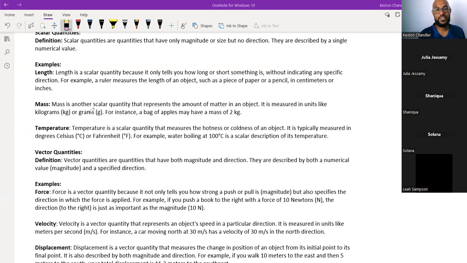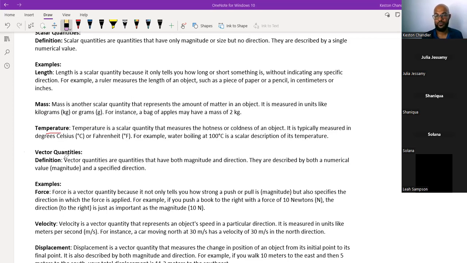Mass is another example of a scalar quantity. It measures the amount of matter in an object. Now we say weight, but weight is not correct. The correct word is mass. And we measure mass in terms of kilograms and grams. So we could say a pound of sweet potatoes or a kg of sweet potatoes costs a certain amount of dollars.